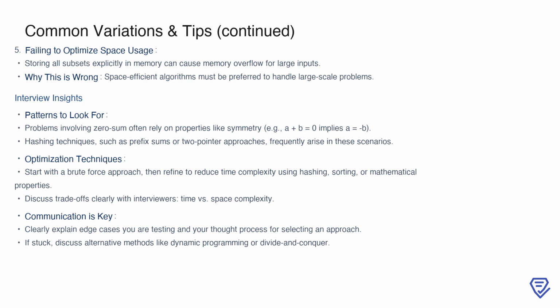When it comes to optimization, it's often best to start with a straightforward brute force approach and then refine it. For example, you might reduce time complexity by leveraging hashing, sorting, or mathematical properties. During interviews, make sure to clearly explain the trade-offs in your approach, such as time versus space complexity. Communication is essential. Discuss your thought process, including how you handle edge cases and why you choose specific methods.